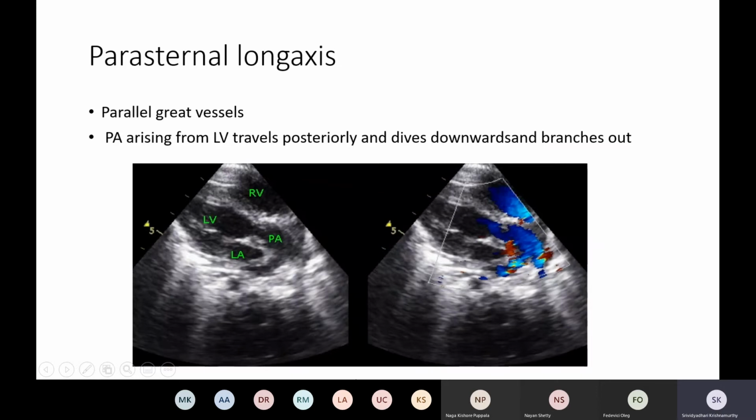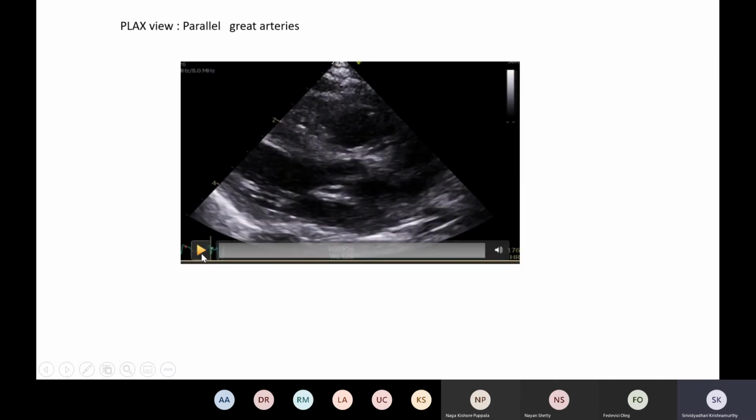And in the parasternal long axis views, we look at the parallel vessels. I have got a video that I'll show you in the next slide. But here you can see the left atrium goes into the left ventricle and then goes into the pulmonary artery here, and you can even see the branching of the pulmonary artery here. And that's the right ventricle. I can't see, of course, the outflow from there.